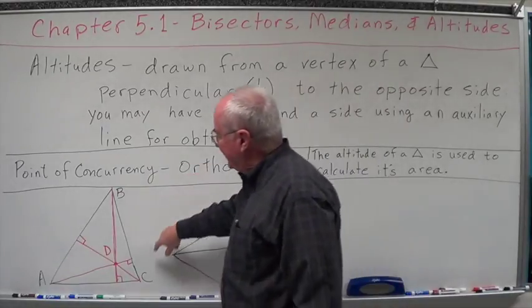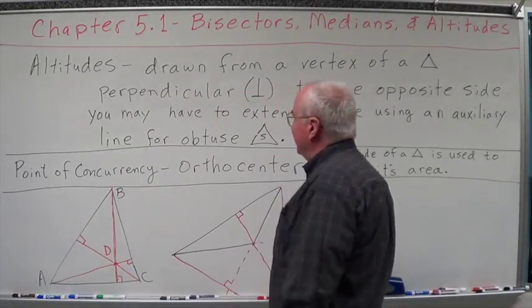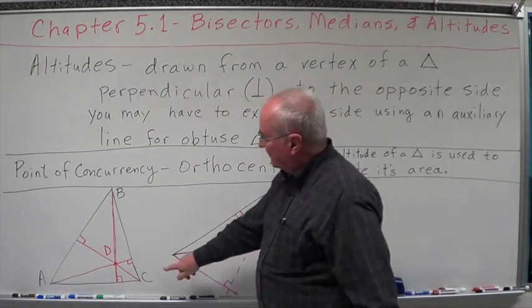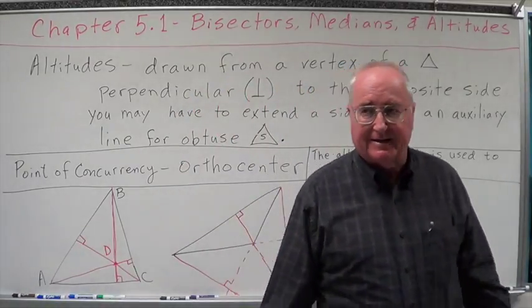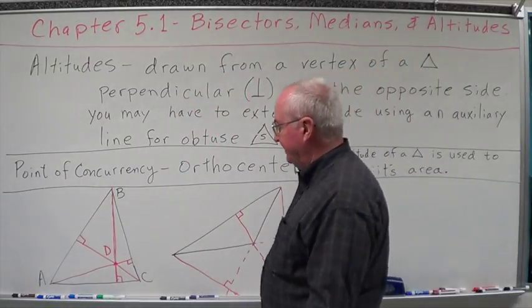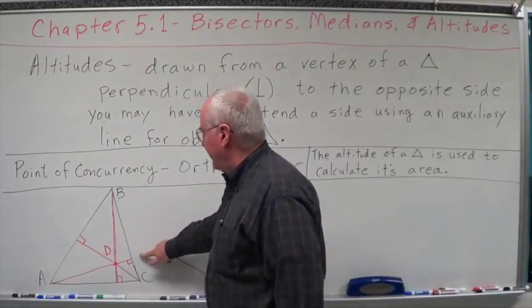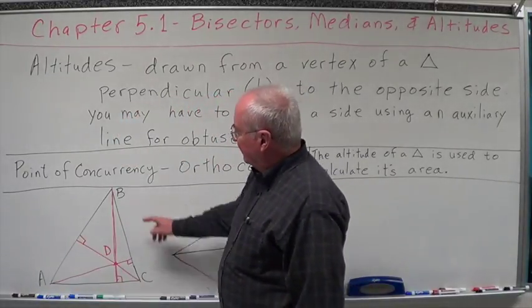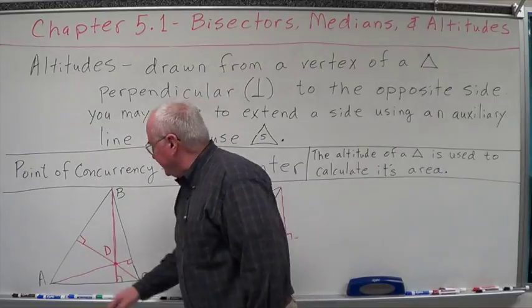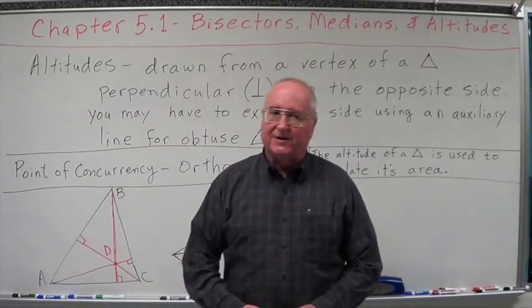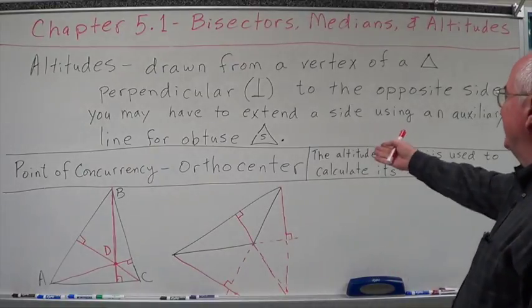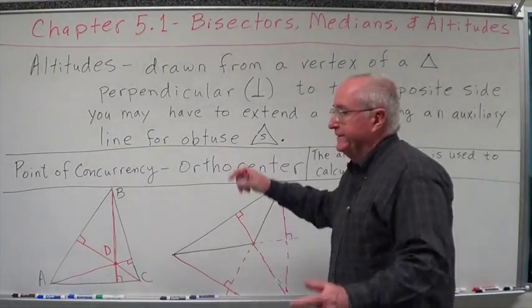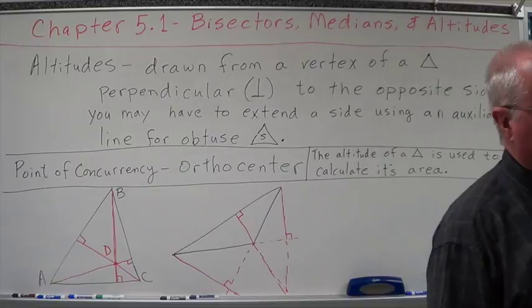We have triangle ABC. And again, the definition of these things tells you how to do it. From this vertex, I draw a line perpendicular to the opposite side. That's all it is. Got it? From A, I draw a line perpendicular to BC. From B, I draw a line perpendicular to AC. From C, I draw a line perpendicular to AB. Point of concurrency is D. That is the orthocenter. It has a name.